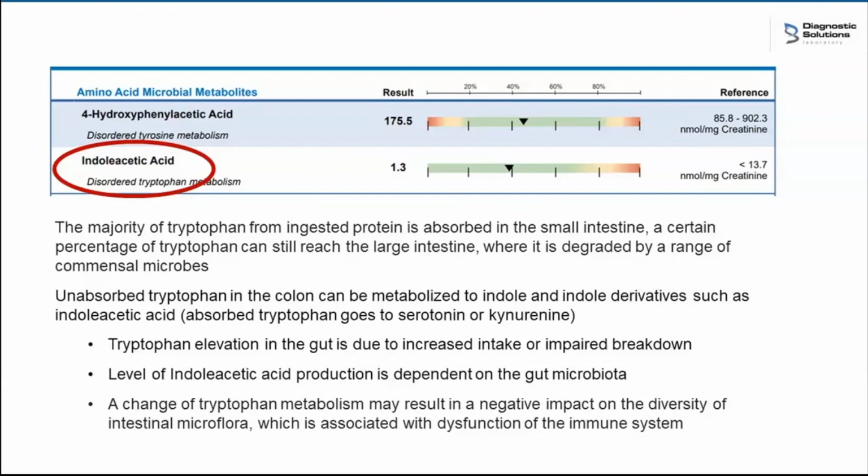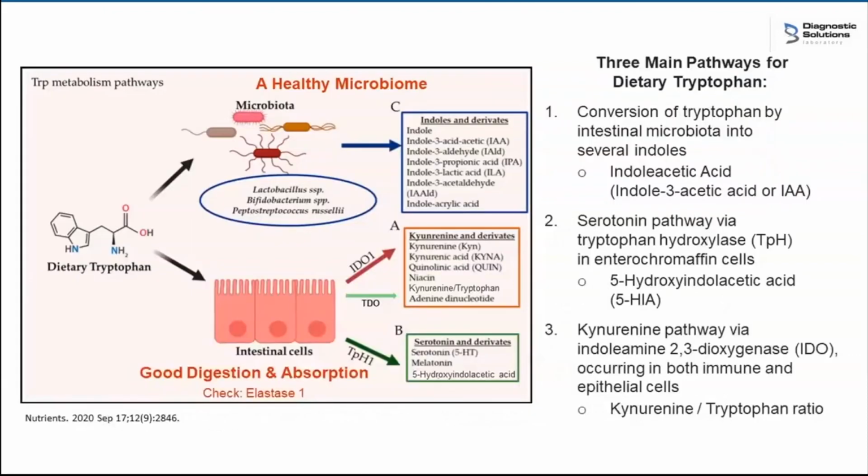So a change in tryptophan metabolism can result in a negative impact on the diversity of the intestinal microflora, and that can affect the immune system. And that's why there's a lot of research on tryptophan. I think it's also interesting, in 1897, they found that tryptophan was related to indoles, and they attributed it to Bacillus coli, which is now Escherichia coli. That's your history lesson. So these are the three main pathways for dietary tryptophan to take.